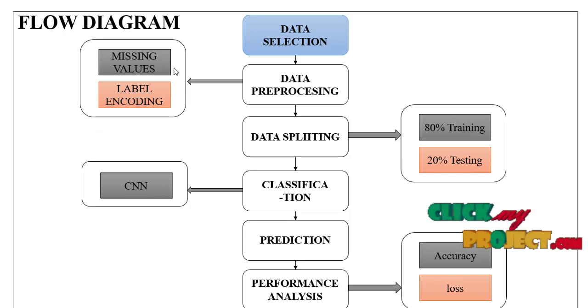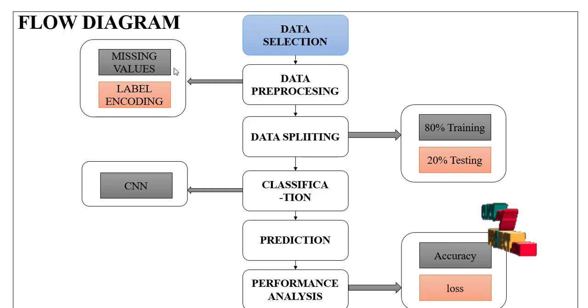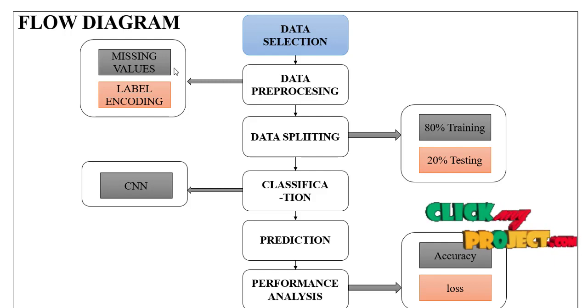This is the flow diagram. First we select the data and pre-process the data by handling the missing values and using the label encoder. And data splitting, here we split the data into 80% for training and 20% for testing. Classification, CNN, deep learning classifier, and then prediction. In performance analysis we have to calculate the accuracy and loss.